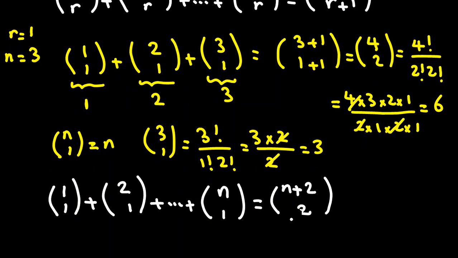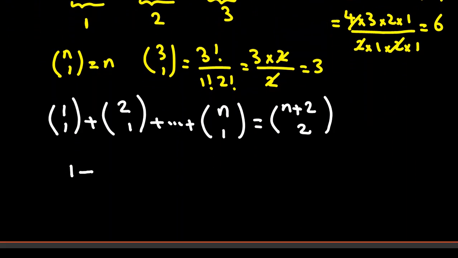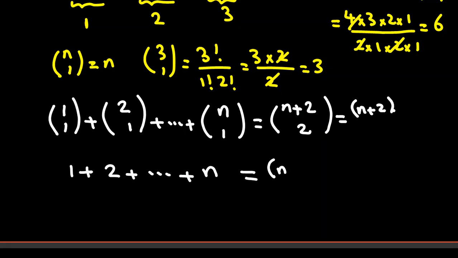And now, if I want to write it in the form that you remember, it was what? 1 plus 2 plus up to n equal to what? If you simplify this by factorial, it will be what? N plus 1 factorial over 2 factorial, n minus 1 factorial.